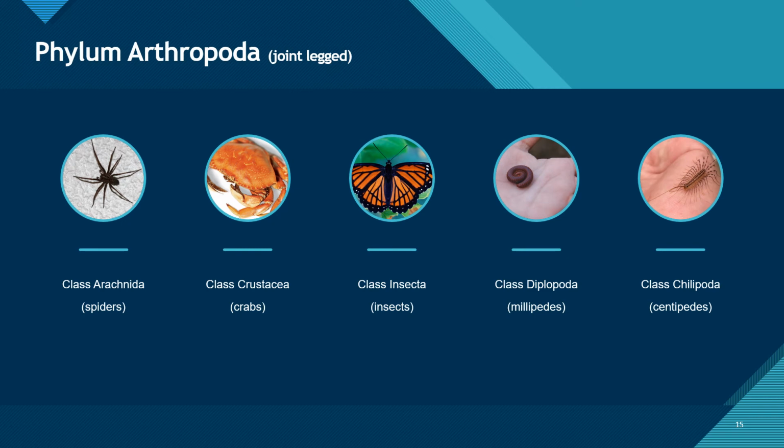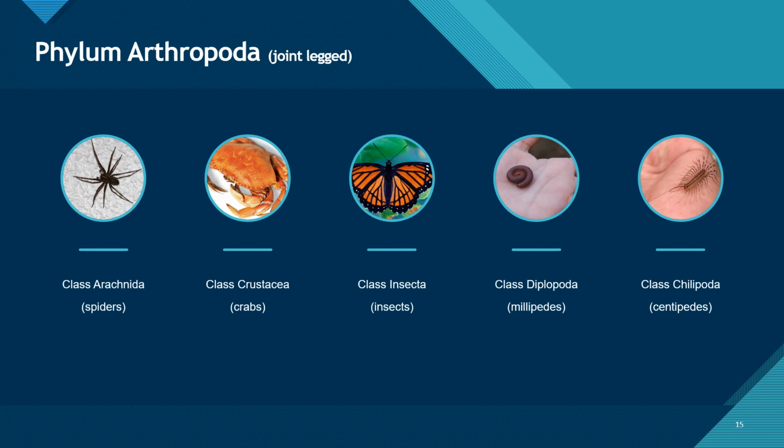The next class is class Insecta, or insects. They're the most numerous of all the animal species, and they go through some radical changes, for example, like butterflies, metamorphosis. The next one is class Diplopoda.